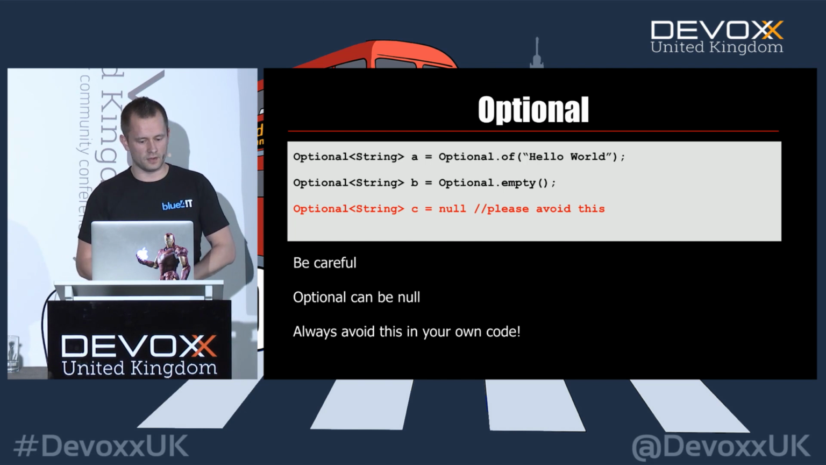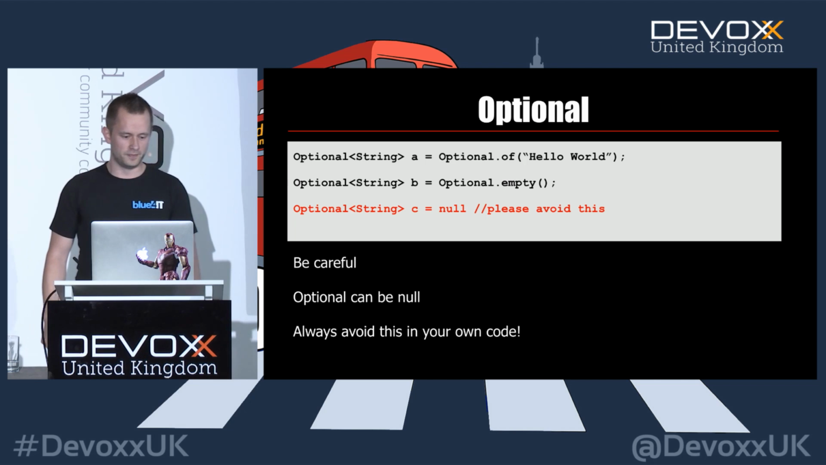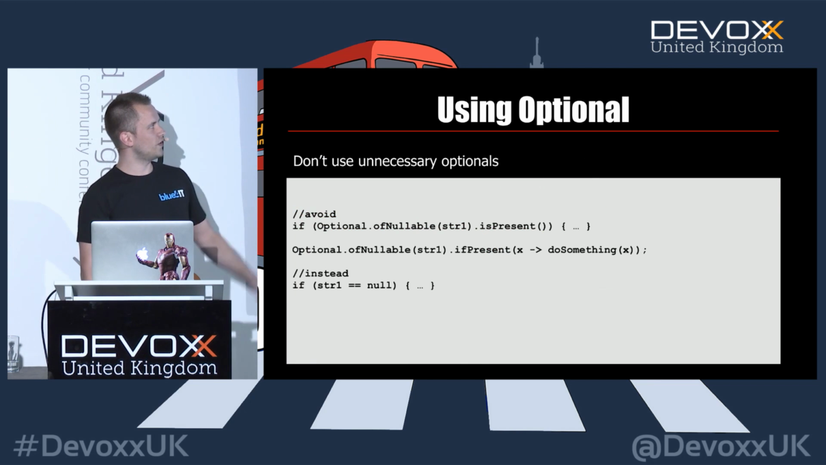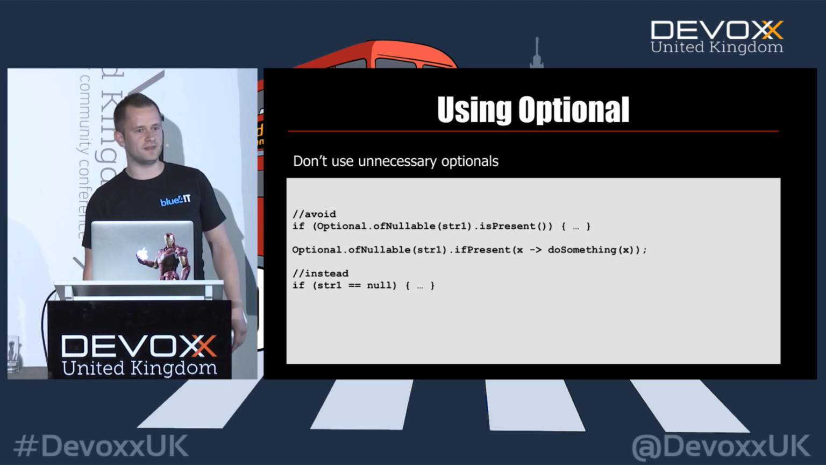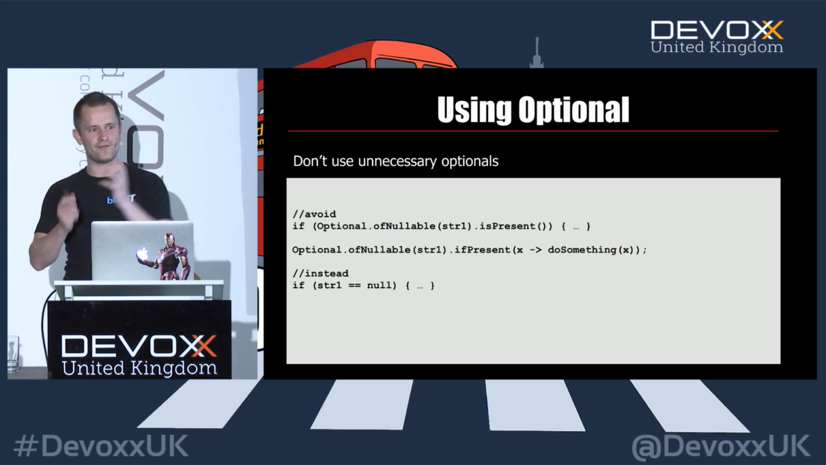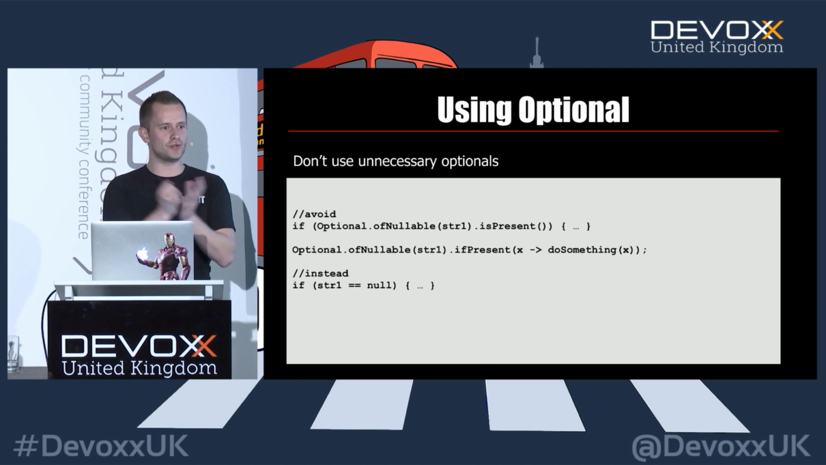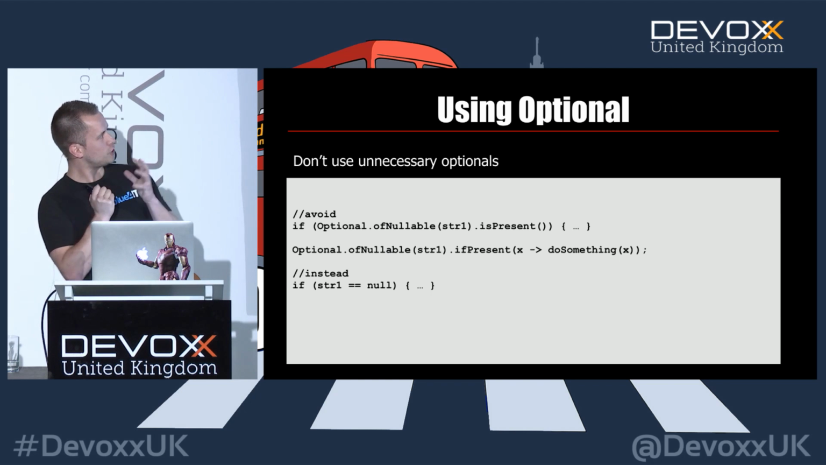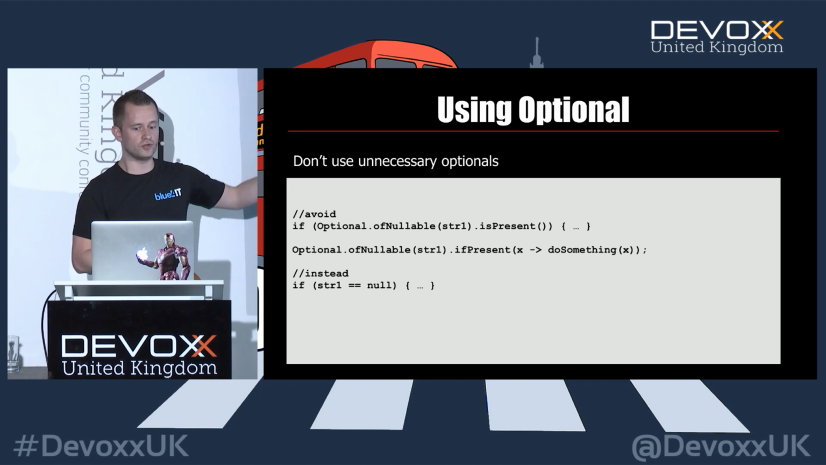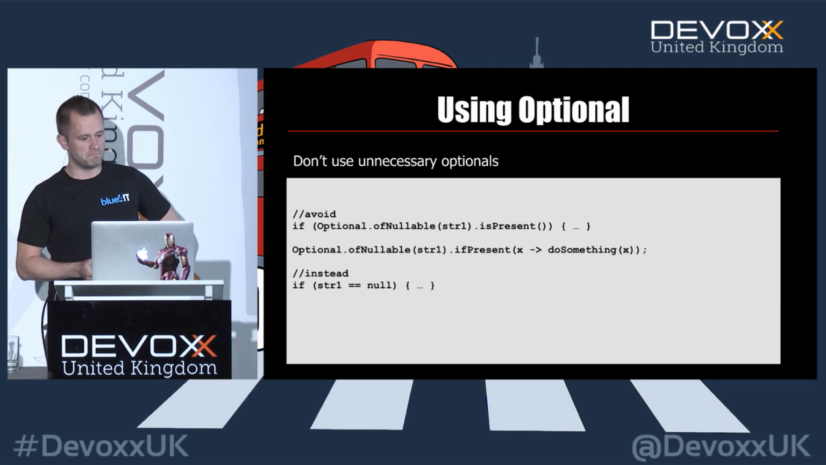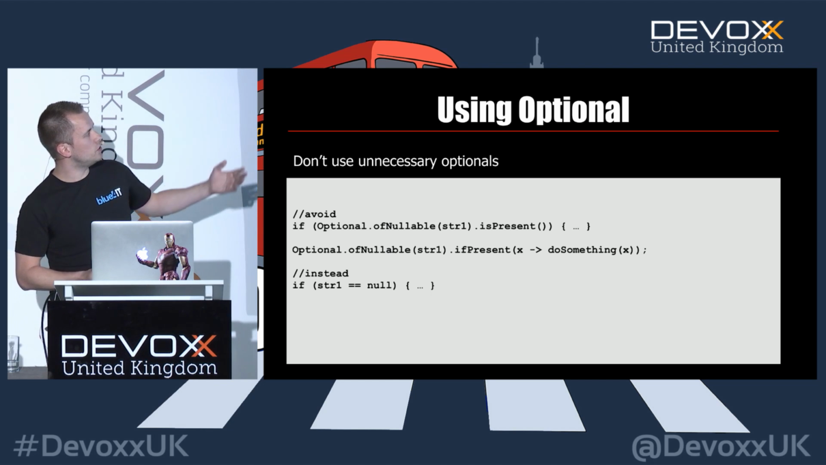So, how do you use an Optional? Avoid the first thing, please. If an Optional of nullable is, this is kind of like, okay, I have a new toy, I want to use it, so I wrap it into an Optional, and I ask the Optional if it's present. Why in God's name is this better than just the null check? I don't think it is. You should be doing the second line.